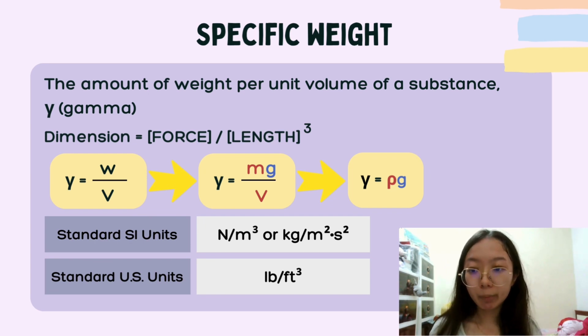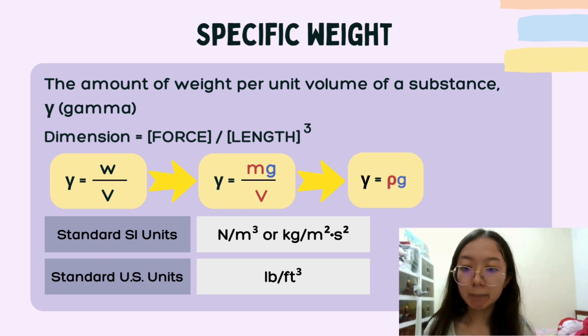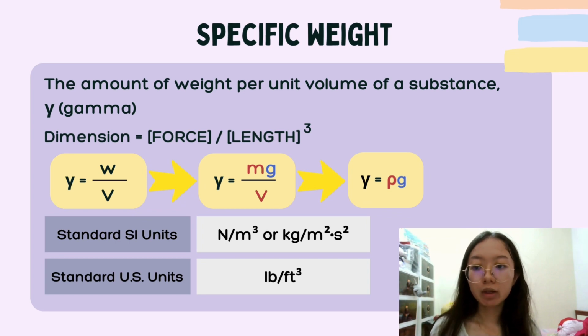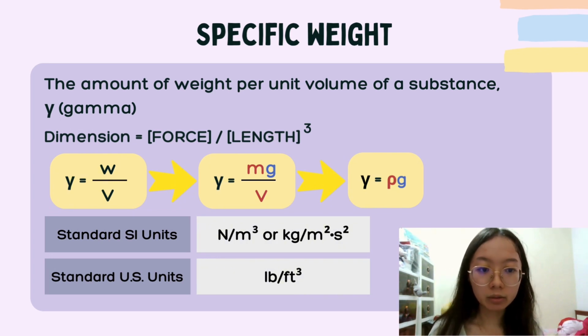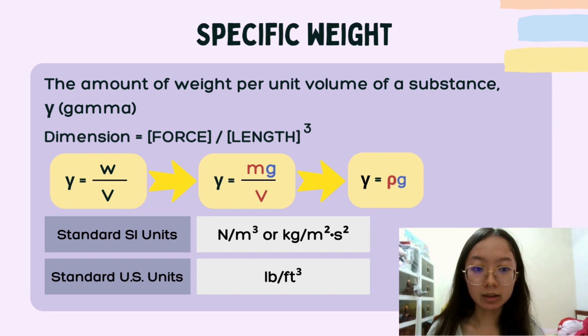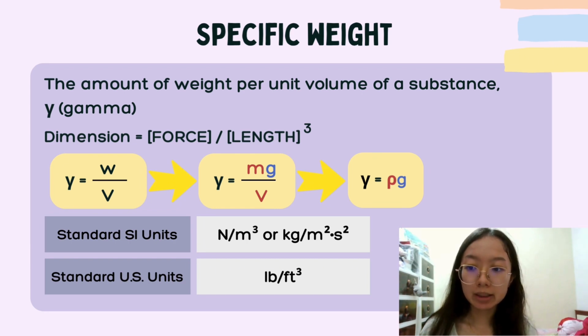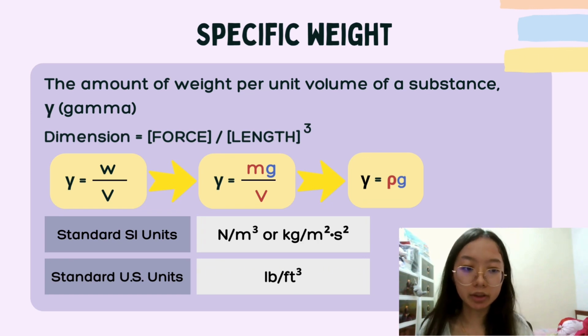So the specific weight and the fluid density can be related by the gravitational acceleration, which is small g, and the relation is shown in the yellow boxes. After we relate the gamma and the rho, finally we will get specific weight equals density times gravitational acceleration.